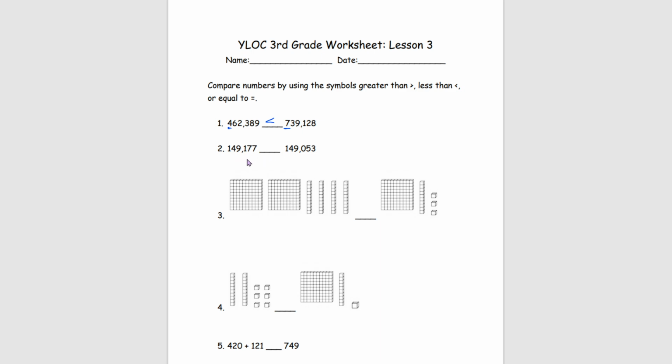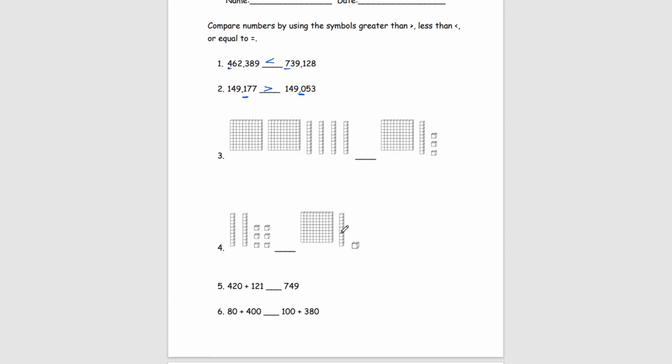Moving on to number 2. We're going to do the same thing, but this time both of these numbers start off with 149. So we're going to have to move down to the hundreds place. And here we see we have a 1, and on this side we have a 0. And that tells us that this number is greater than this number, as 1 is greater than 0. And so we write a greater than sign, and for number 2, our answer is 149,177 is greater than 149,053.